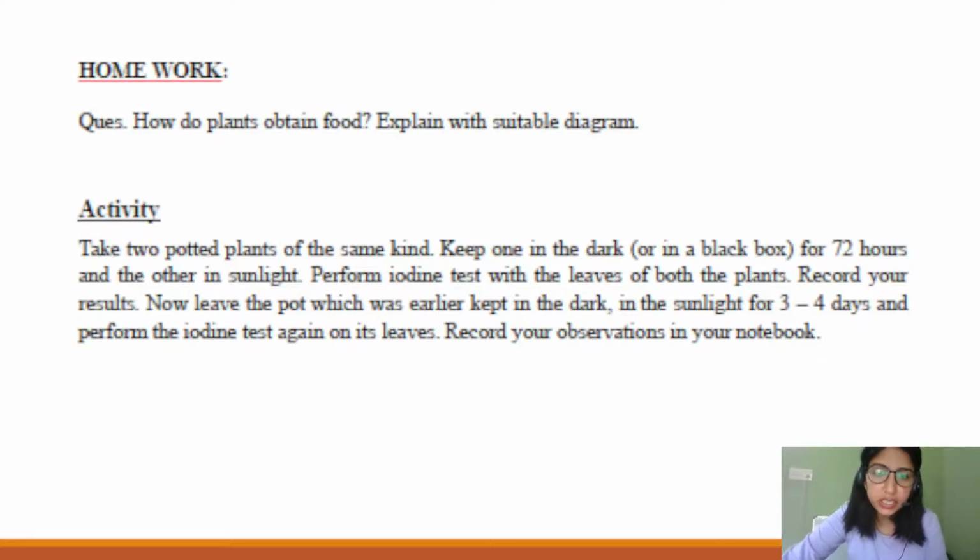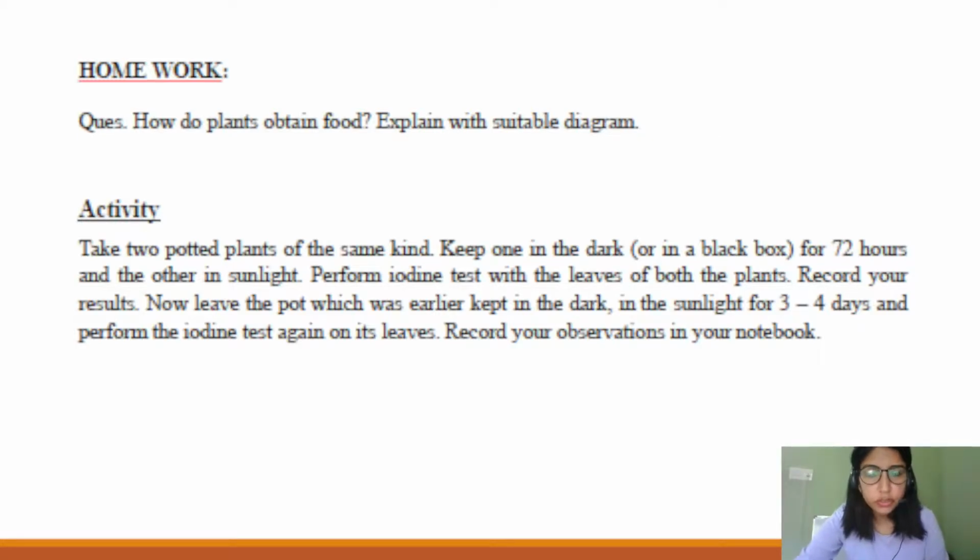It will take your time, but still it will be fruitful. So you will be doing this activity in your homes. You will be clicking pictures to let me know that you did this activity. You have made the arrangement for this activity, and after 3 days you will be discussing the results.